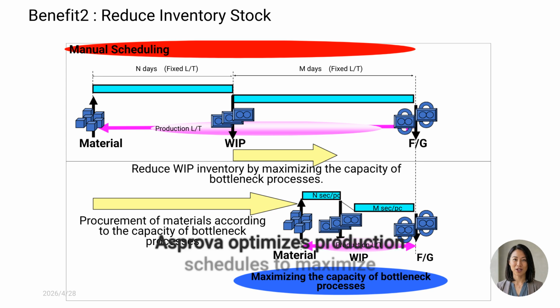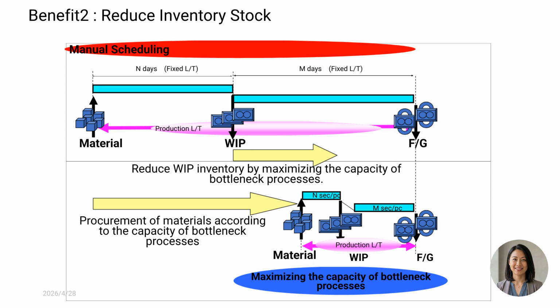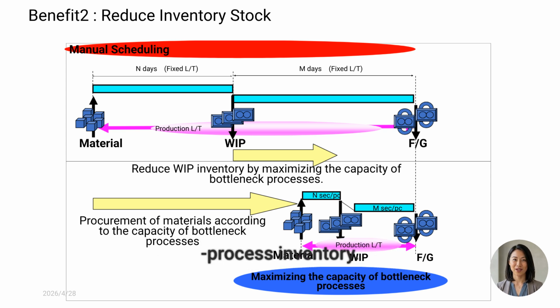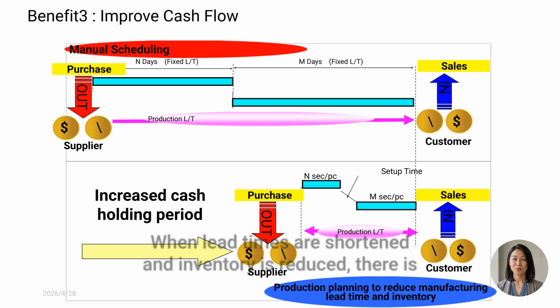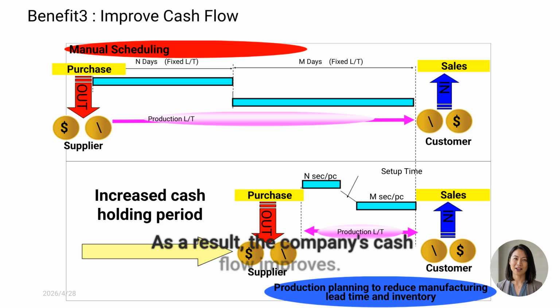Asprova optimizes production schedules to maximize the utilization of the bottleneck process, the step with the lowest capacity. This stabilizes the production flow and helps reduce work-in-process inventory. When lead times are shortened and inventory is reduced, there is less need to hold large amounts of capital in stock. As a result, the company's cash flow improves.